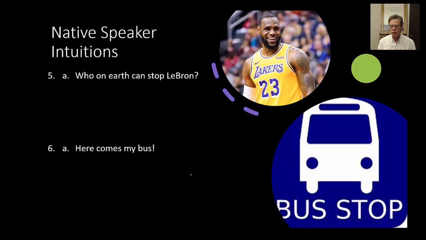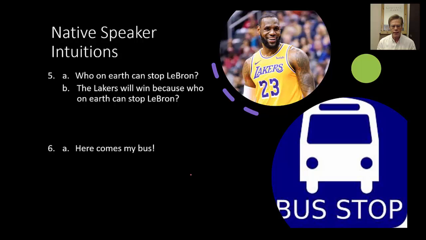Here are a couple other examples of things that we take for granted without thinking about them, and certainly were never taught to us. So we have rhetorical questions like, who on earth can stop LeBron? And we know that that means something along the lines of LeBron is unstoppable. Or we can say, here comes my bus, meaning I can see my bus, it's over there and it's moving towards me, right? Okay, so these are pretty normal, everyday sorts of sentences. But what I think is interesting about them is they can be embedded in more complex sentences.